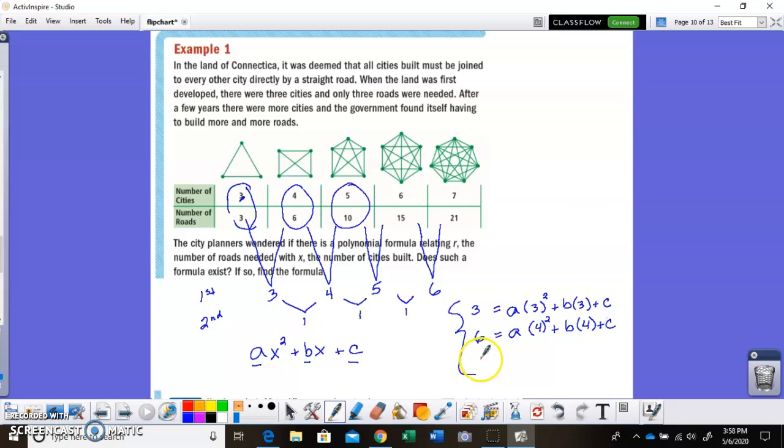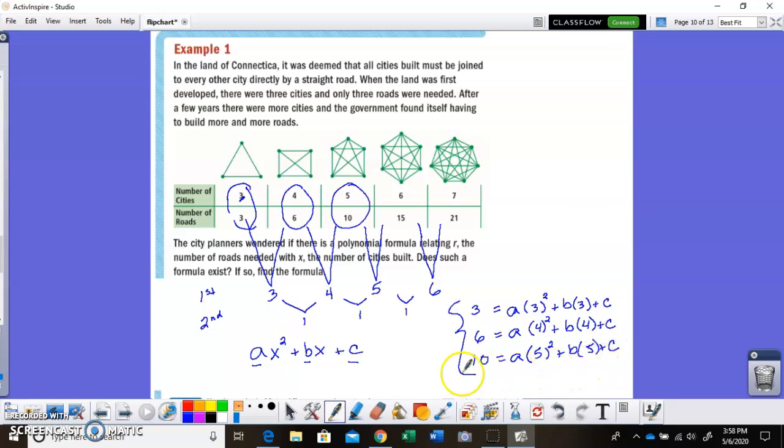And for the third equation, I just picked these 3 because they're the smallest 3 sets of numbers. My y value is 10, and that equals a times 5 squared plus b times 5 plus c.